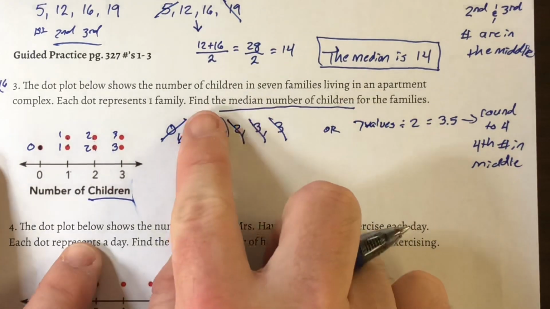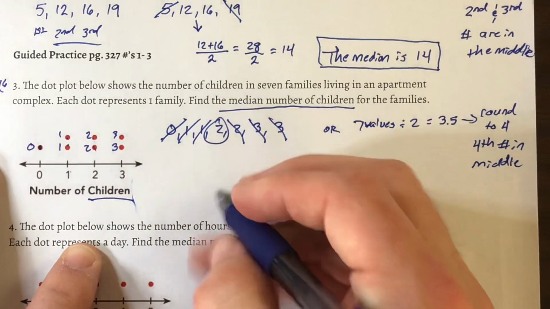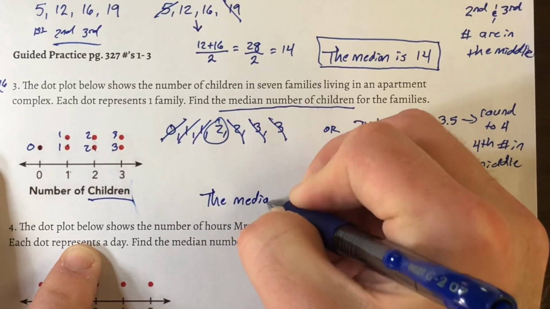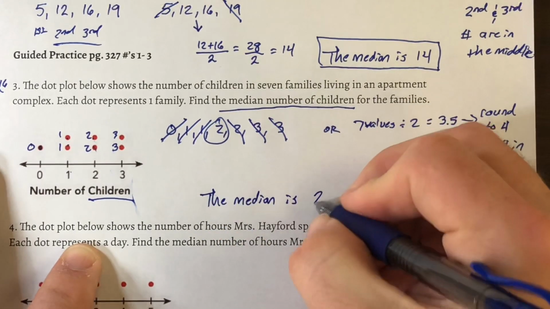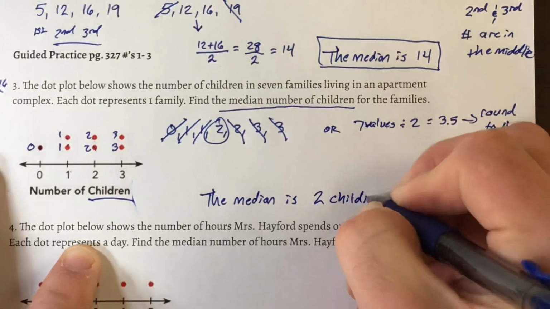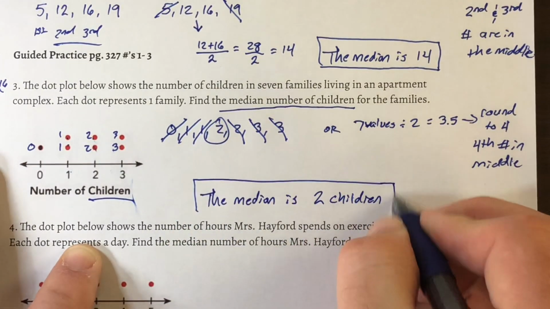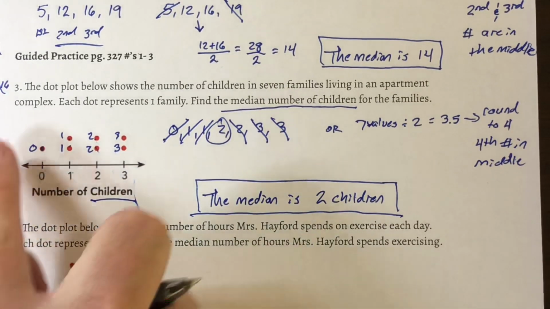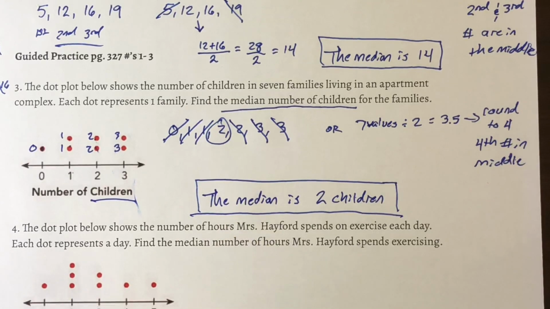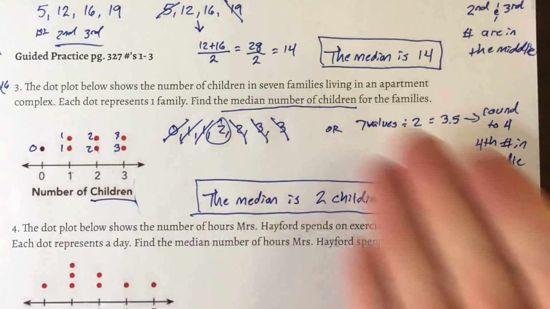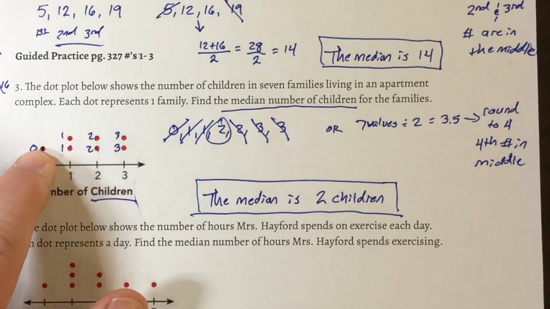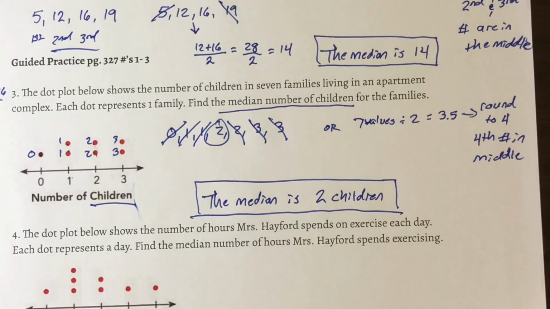Okay, so the median number of children, so I'm going to say the median is 2 children. Now, what does this mean? We are summarizing a group of data. So we're summarizing how many children each family has. So we're saying in summary, each family has 2 children. Yes, some have fewer and some have more, but we're summarizing. That's what mean, median, and mode do.